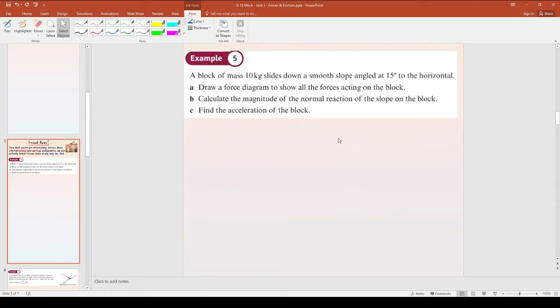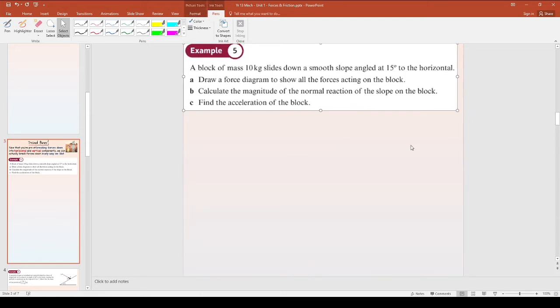Cool. So your very first question says this. It's a block of mass 10 kilograms. Let's get the highlighter going, actually. It says, a block of mass 10 kilograms slides down a smooth slope. What does smooth mean again? That's right. Smooth means there's no friction at all. Cool. Angled at 15 degrees to horizontal. Now question A just says this. Draw a force diagram to show all of the forces acting on the block.